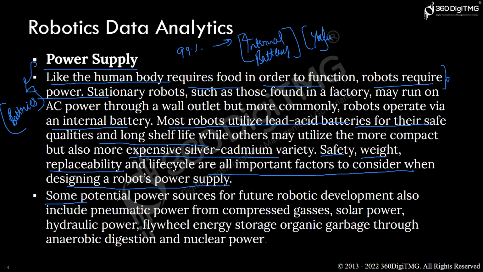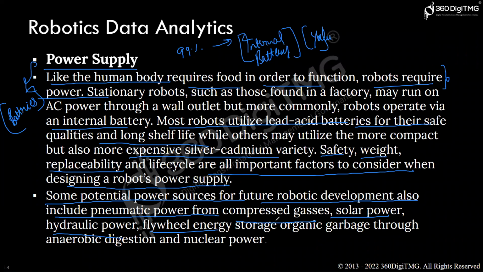Okay. Some potential power sources for future robotic development also include pneumatic power from compressed gases. As I said, guys, we can go with compressed gases, this pneumatic power, also solar power. We know this, right? The solar electric current. There is light falling on our solar panel. We can get light, right? We have the same thing for cars also, and hydraulic power, flywheel energy, where the wind can come and give energy. Every time we can't expect wind, every time we can't expect solar energy, right?